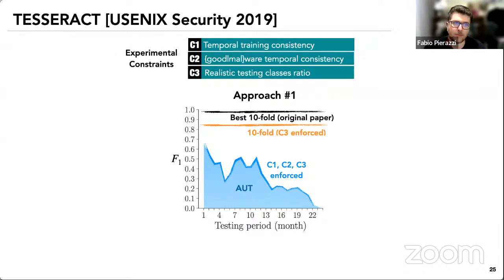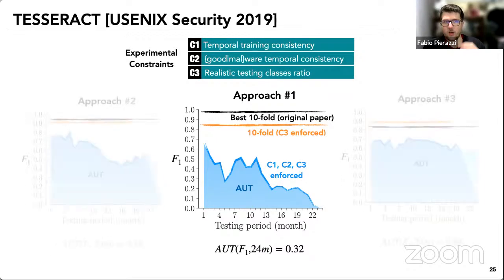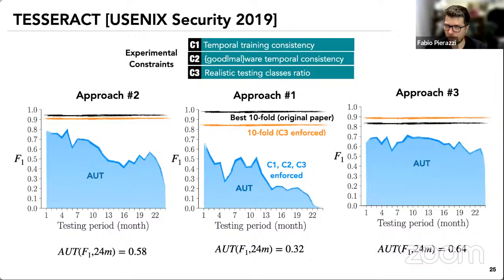So we defined it similarly to the AUC or the ROC. We define the area under time, AUT, by specifying also the metric and the period. For example, the AUT in terms of F1 score over 24 months is 32%. Okay, now we have the tools to compare different approaches in a time-aware fashion without spatiotemporal bias.